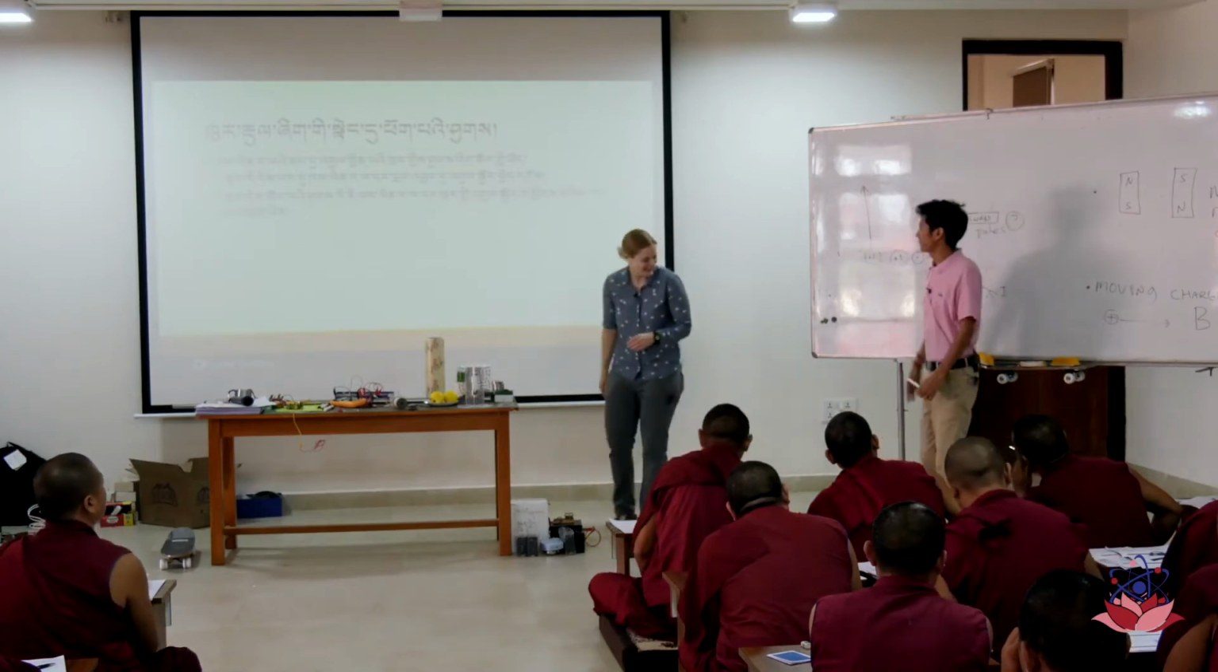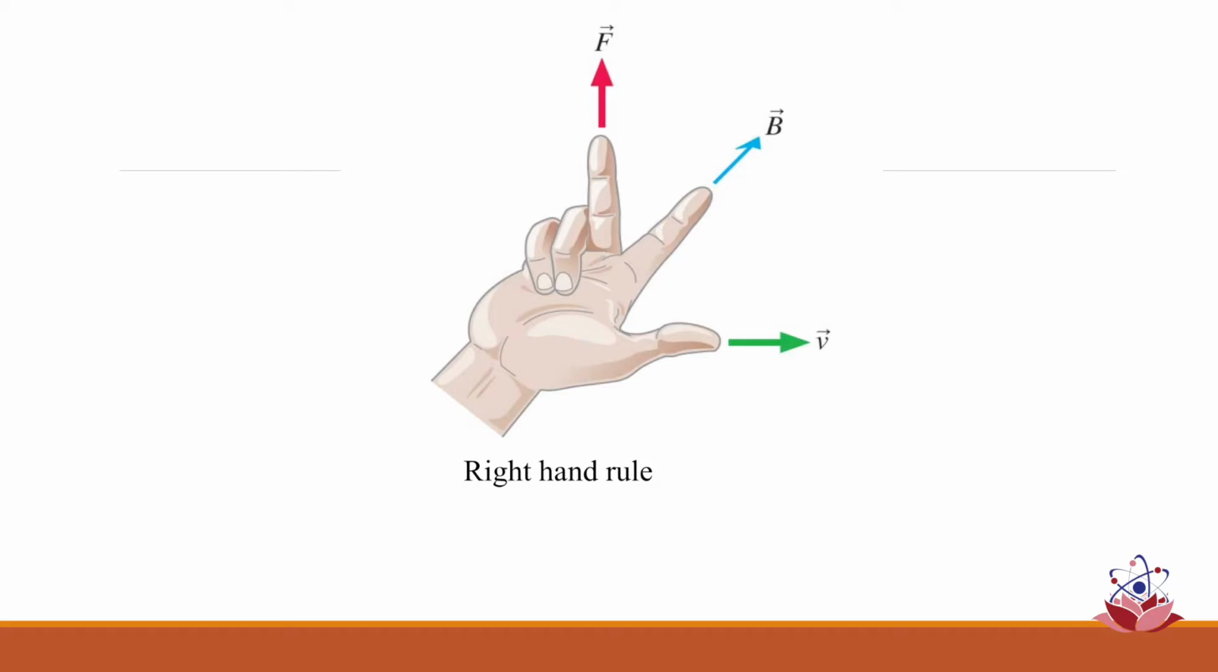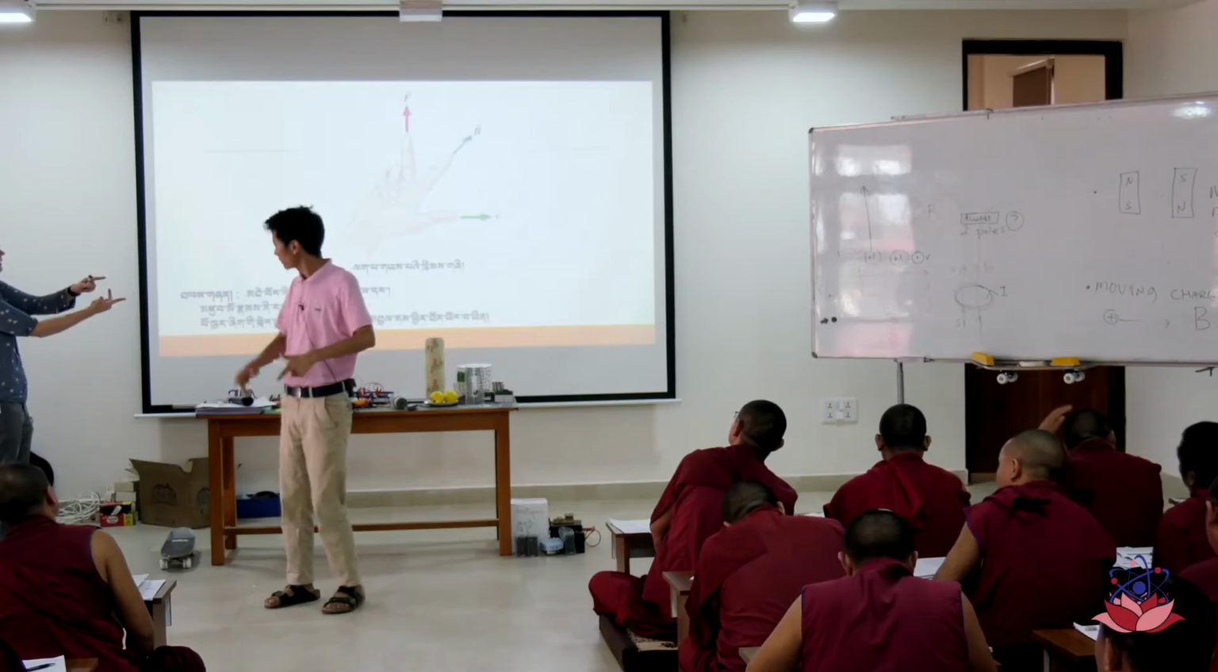Okay, so we'll get some practice with this. So this is actually just what I showed you, just with a little more symbol. So this is using the thumb, index.